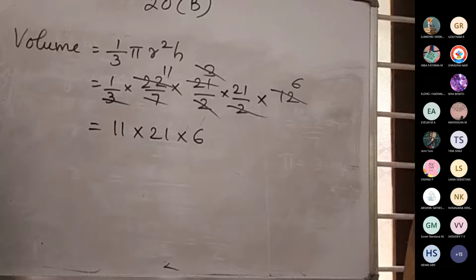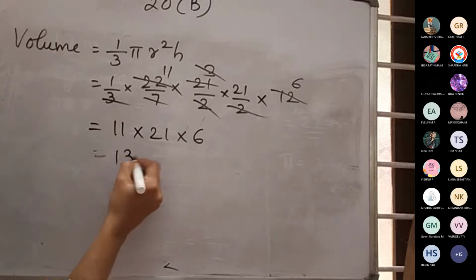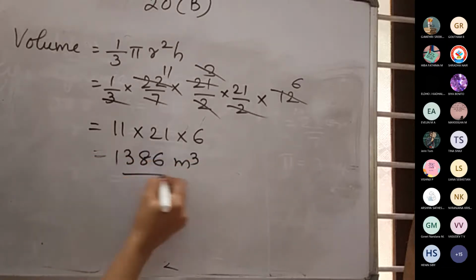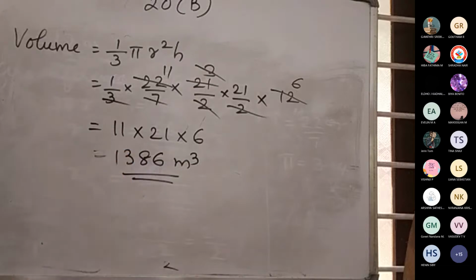Not completed. Answer, tell me. Don't waste the time. 693. 1386. 1386 meter cube. Check it. 1386 is the answer, 1386 meter cube. Which part is wrong? Tell me.